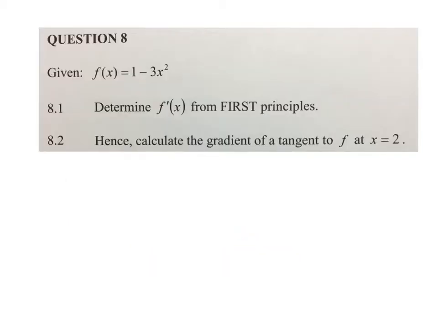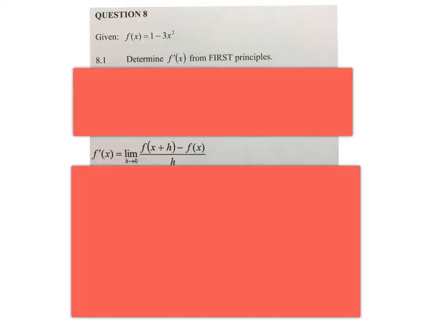Question 8 reads: given f of x equals 1 minus 3x squared, determine the first derivative from first principles. And then, hence, calculate the gradient of a tangent to this f at x equals 2. First, we write down the formula from the formula sheet.